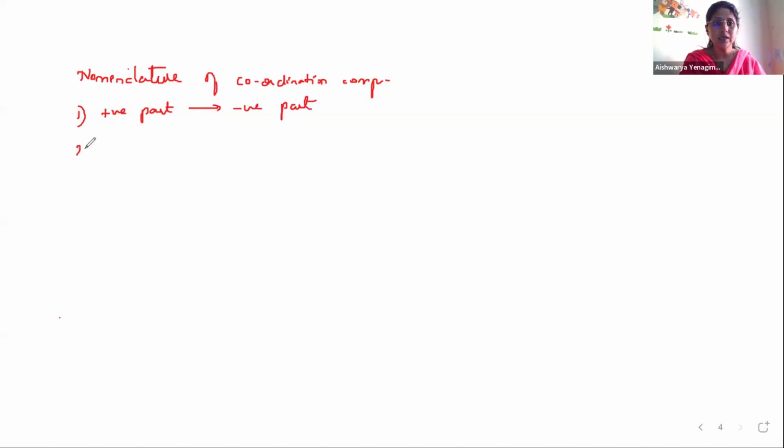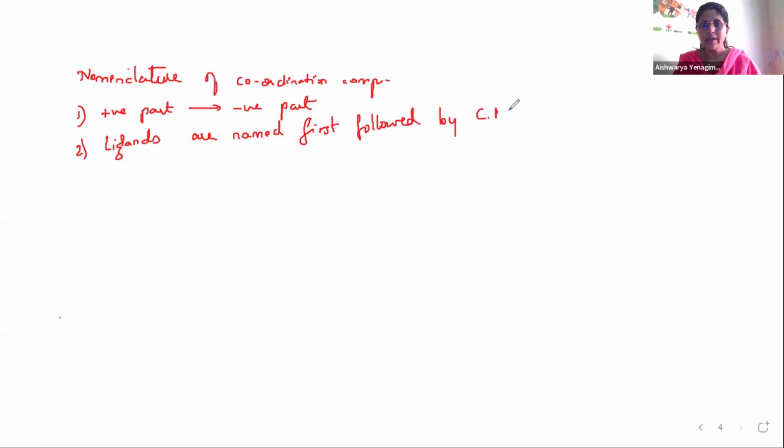What does the second point say? The second point says that the ligands are named first, followed by the central metal atom. While naming the complex ion, first the ligand names are written, followed by the central metal atom. And if there are 2, 3, 4 ligands, you will use the prefixes di, tri, tetra, hexa, like that for ligands.